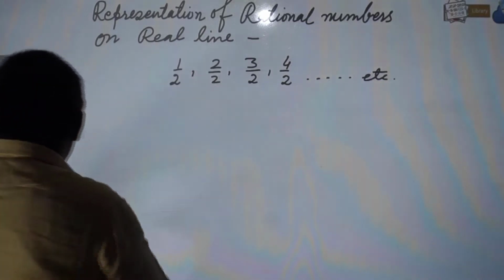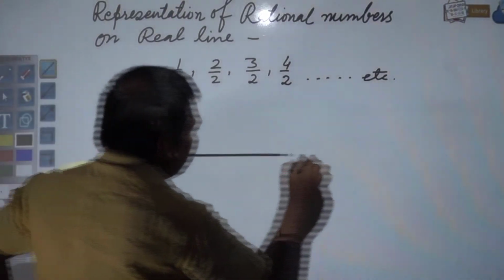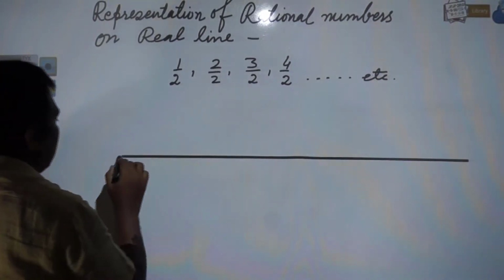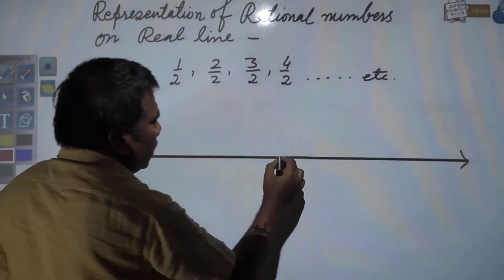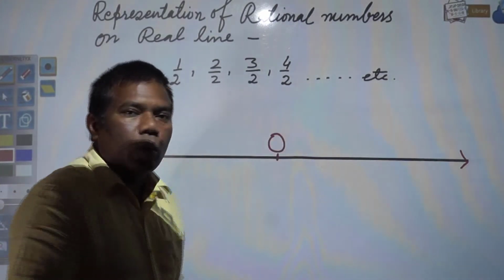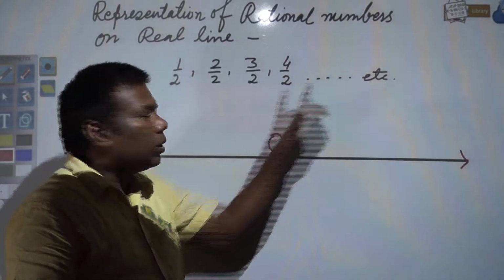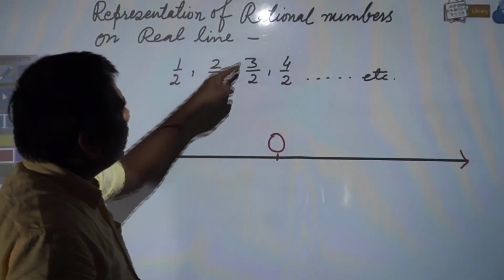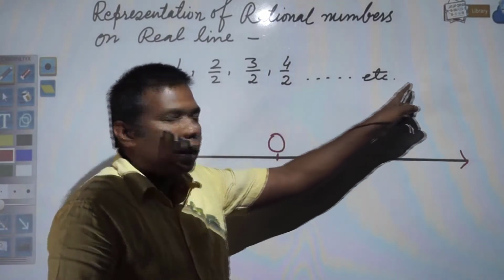So what we need to do, first of all, we need to draw a line in this way and fix a point somewhere. Suppose we have fixed one point over here and named it O. You need to show these rational numbers on this real line. So you have 1 by 2, 2 by 2, 3 by 2, 4 by 2 or many others like 5 by 2, 6 by 2 and so on.